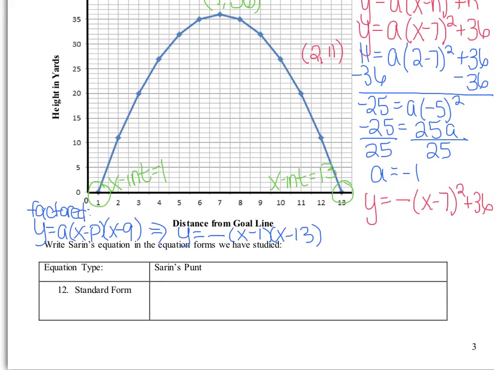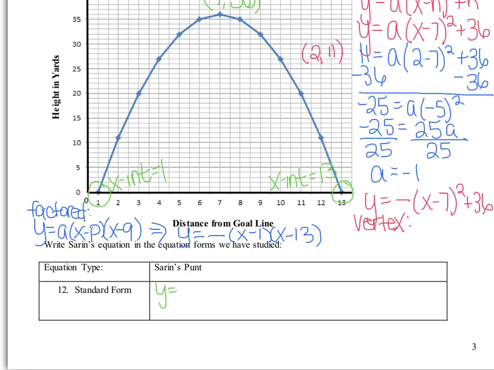So moving up, we have the answer for vertex form. We have the answer for factored form. Now all we need to find is standard form. And the best way to find standard form is to just multiply out factored form, or vertex form, it doesn't matter, but I think factored form will be less work.